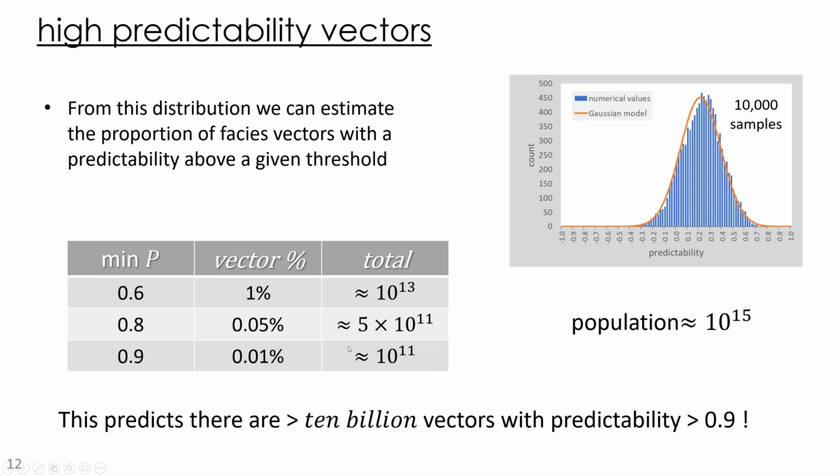Now, those numbers may not be quite right because we're not quite sure that it's exactly a Gaussian curve at the extremes here. But even if it's out by several orders of magnitude, it still gives us a pretty good idea of the numbers involved that we're dealing with here. So here's our predictability.